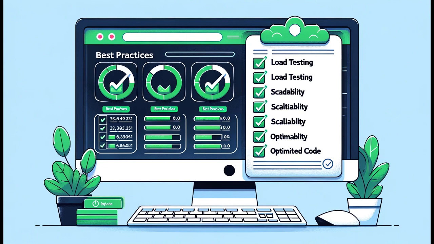By identifying performance bottlenecks and issues in the early stages of development, you can proactively design and code your application to meet performance requirements, saving time and resources down the road.